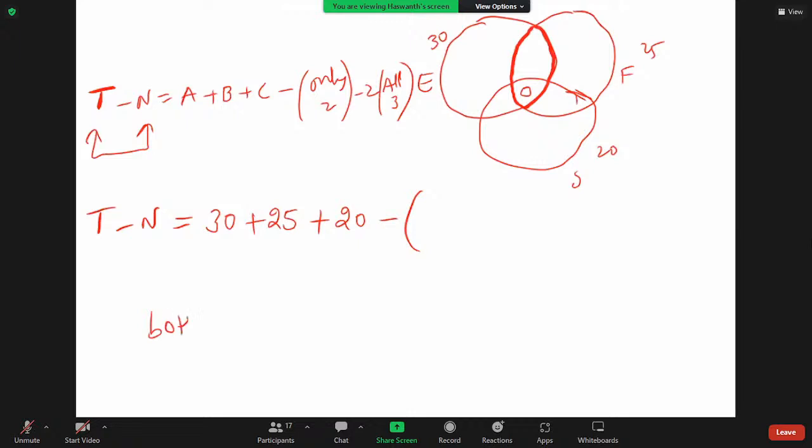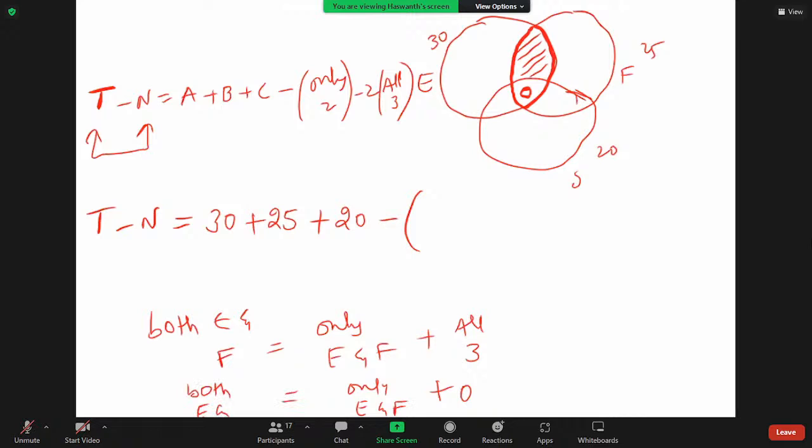Both English and French is given by students who study only English and French plus all three. So for only English and French, if you add all three, you will get both English and French. Those are the values given to us. But he said no student studies all three languages. All three is 0. So when all three is 0, only English and French and both English and French will give us the same values. So directly substitute them in the formula.